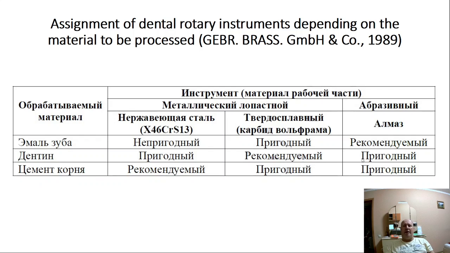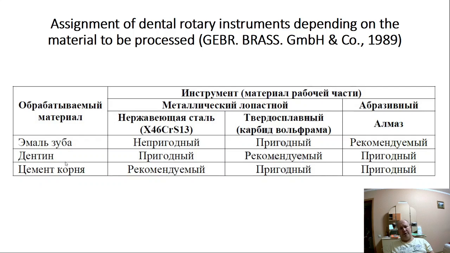I'm sorry. This is the most recommendable. This one you can only use if you don't have another one. Dentin is more soft, so the best will be solid boards. And then you can also use steel boards, and you can also use diamond boards.